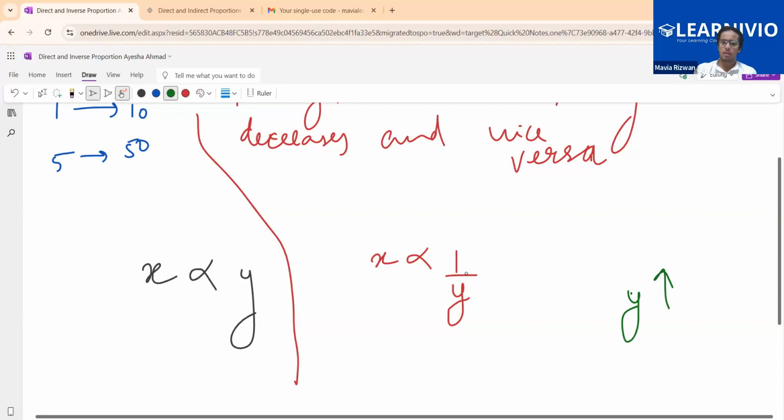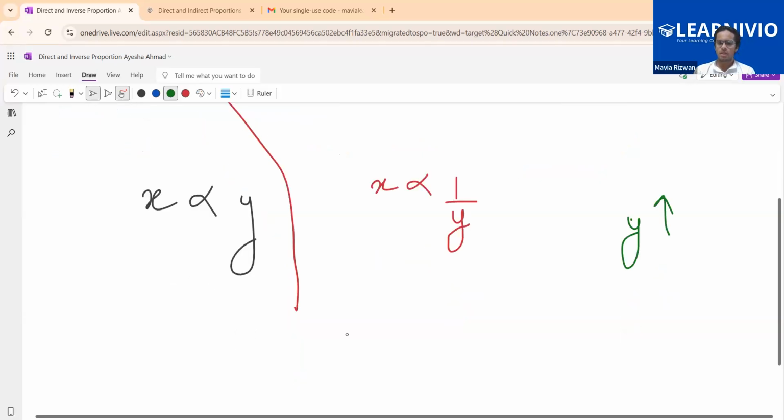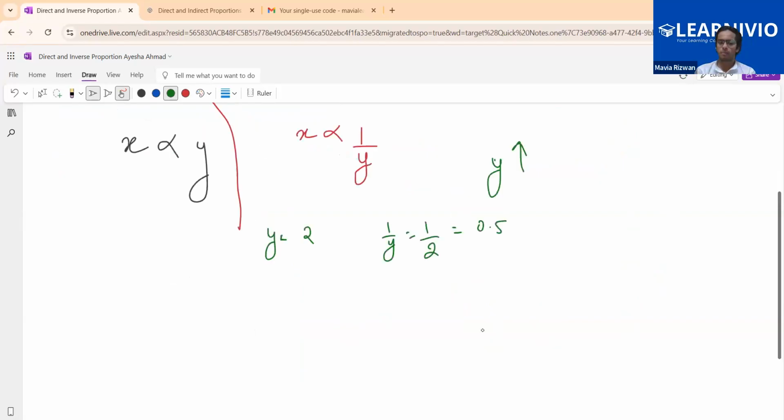Understand it like this. Suppose y was earlier equal to 2. So 1 by y is equal to 1 by 2, right, Ayesha? Yes, sir. And that is equal to 0.5. If I increase the value of y, let's say from 2 to 4, it becomes 1 by 4. Let's change it to 5. I have increased y to 5, and 1 by 5 is equal to 0.2.